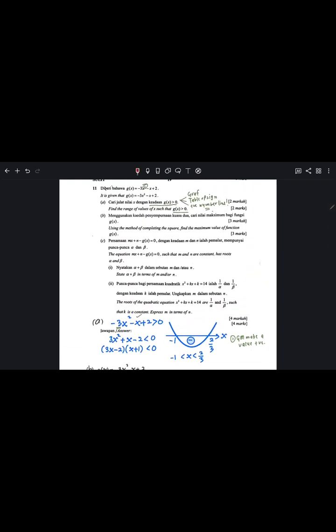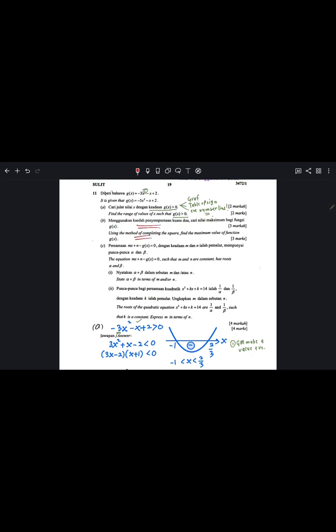Alright, I hope you are clear now. I've given a long explanation for this question. The next question is: by using the completing the square method, find the maximum value. Maximum value means they want C, because A stands for the graph. So what is B? Try to comment. What does the B value stand for? Try to comment down there. I want to see how many of you comment.